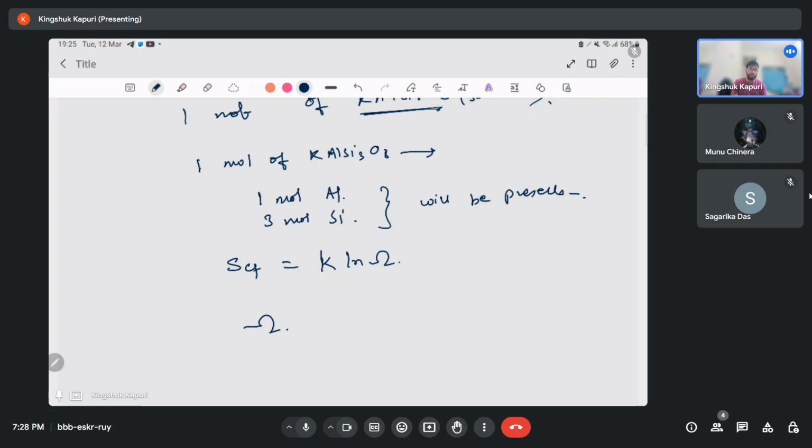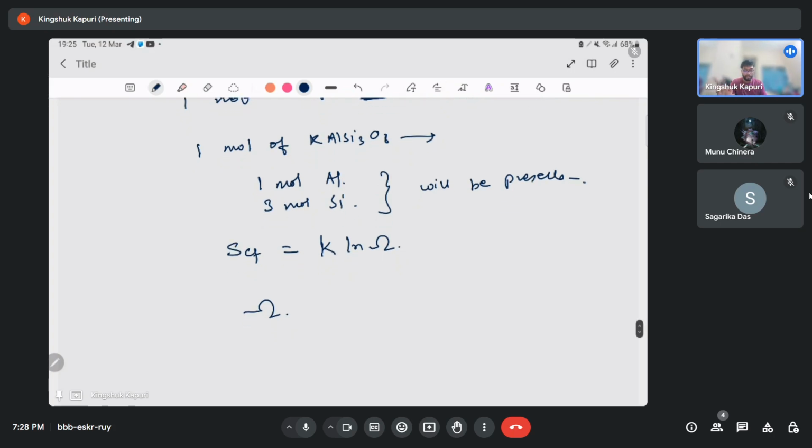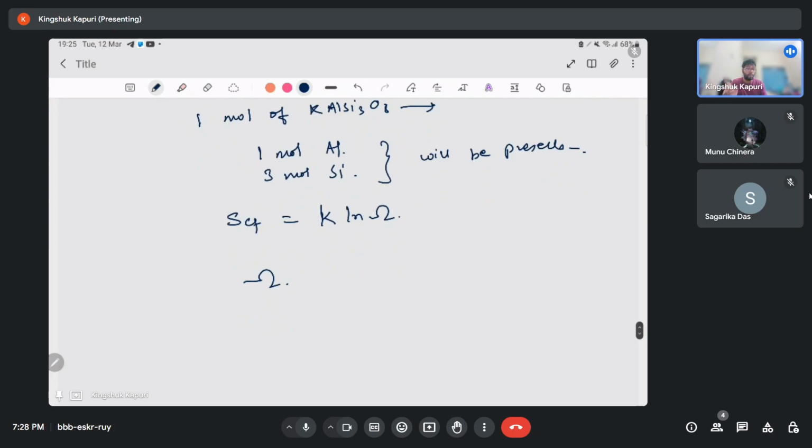Here the position is not fixed. Among these four, the aluminum can enter any of these. Now this is a condition, so Ω will not be 1 here. It will be 4 N naught, where N naught is our Avogadro number, we know.